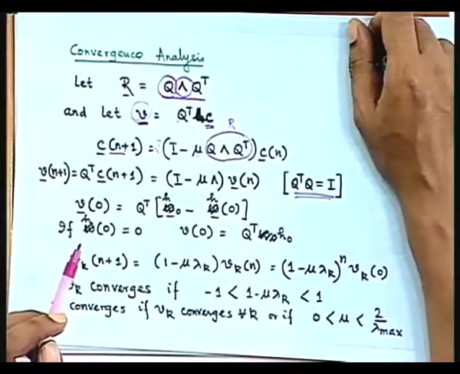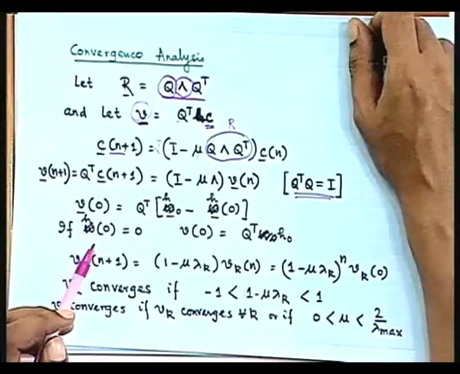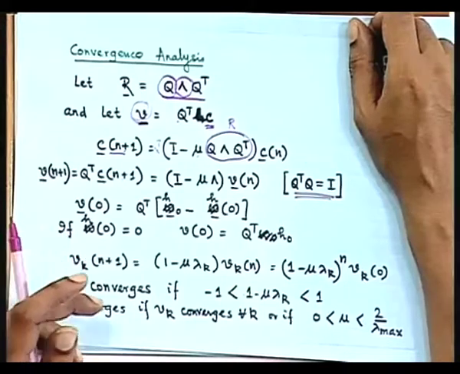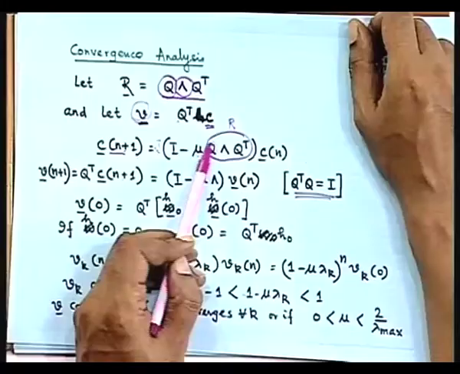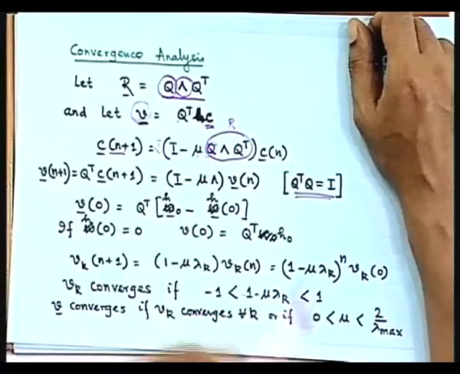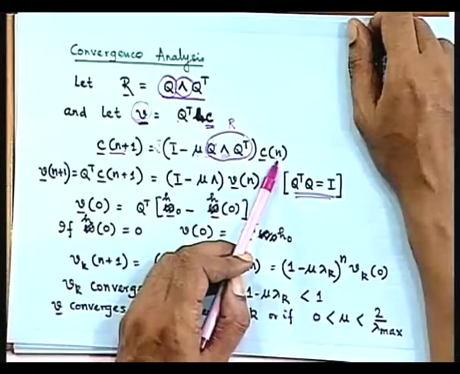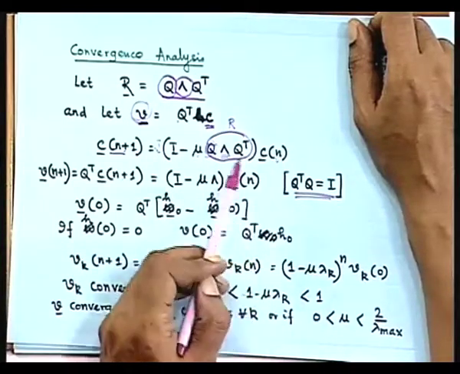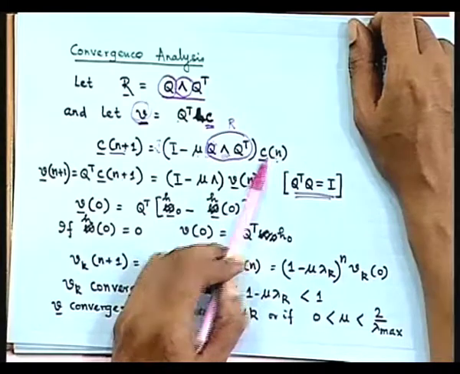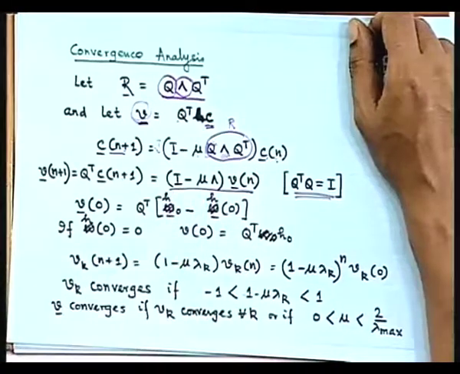Q transpose Q is actually I. We have also proved that for the unitary eigenvector matrix, its transpose is its inverse, if you recall. So if you multiply this by Q transpose Q, this will go to I. There is a gamma here and then Q transpose C. So you have Q transpose C here, which is Vn, and here also you have Q transpose C, which is Vn. So you basically get this one.